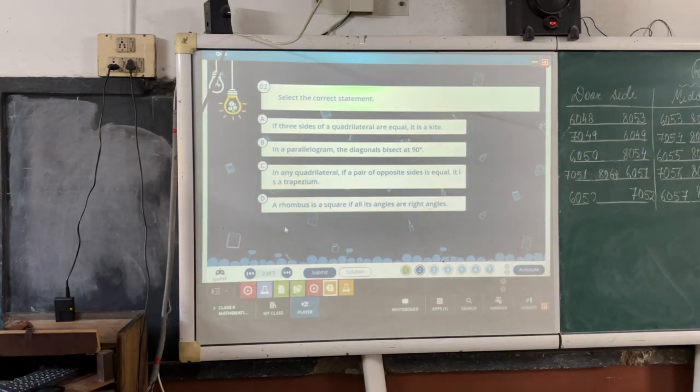Next, select the correct statement. If three sides of a quadrilateral are equal, it is a kite. No, it is false. Next, in a parallelogram, the diagonals bisect at 90 degree. No, in a parallelogram, the diagonals bisect each other, but not at 90 degree. Next, in any quadrilateral, if a pair of opposite sides are equal, it is a trapezium. In a trapezium, opposite sides are parallel, not equal. And last one, a rhombus is a square if all its angles are 90 degree. Yes, it's correct. Which one is the correct statement? Option number D.